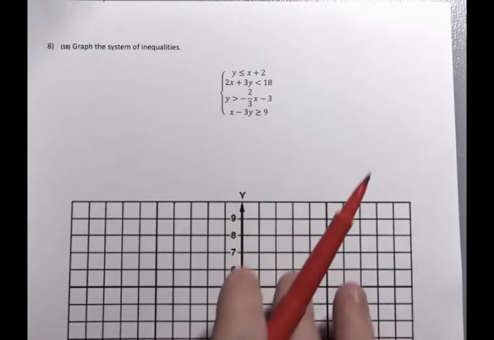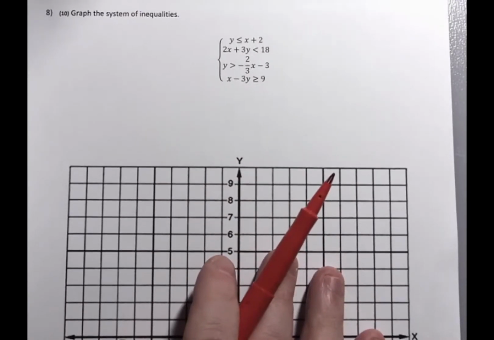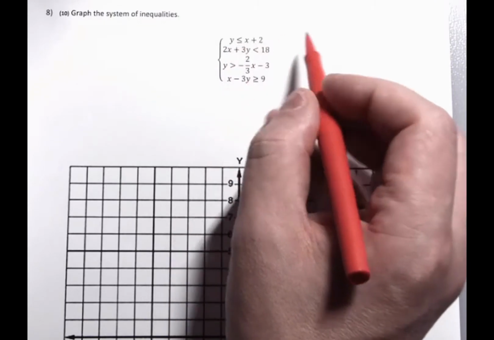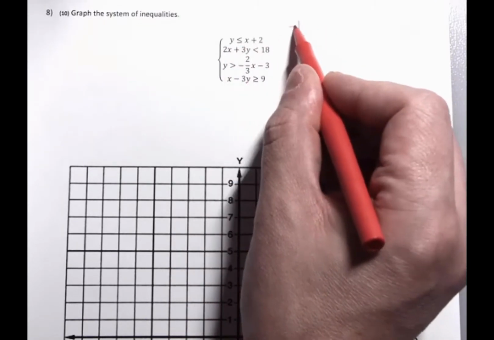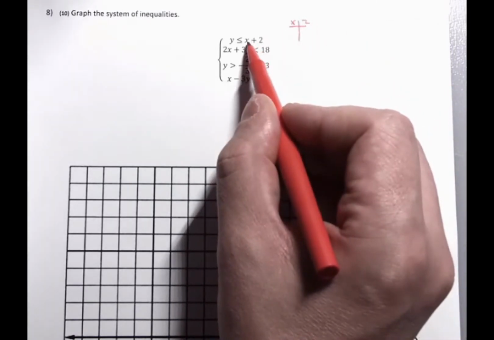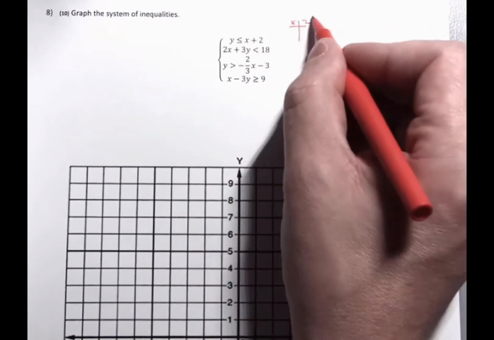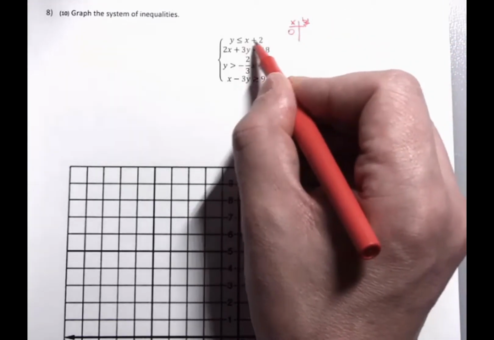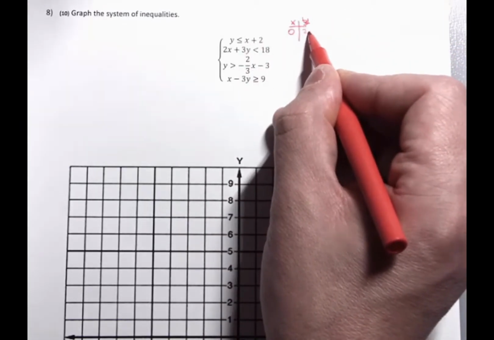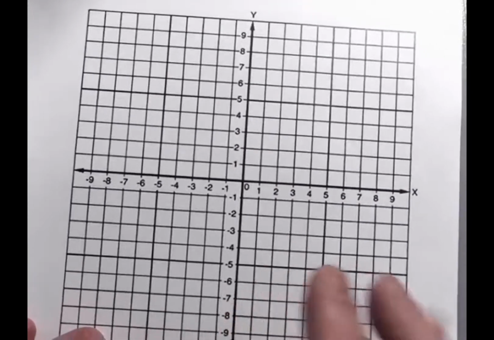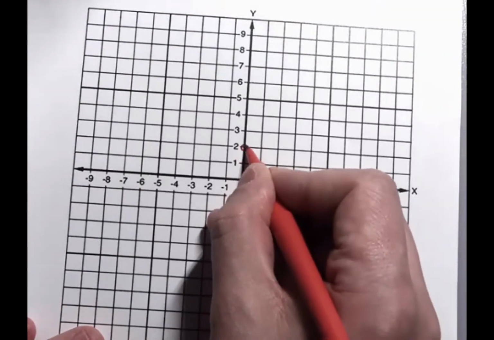Here we are asked to graph the system of inequalities. The first inequality is y less than or equal to x plus 2. Let me do that one in red. If I were to replace x with 0, that would force y to be equal to 2. And so when I come down into the graphing mode, I'm going to go to 0, 2.